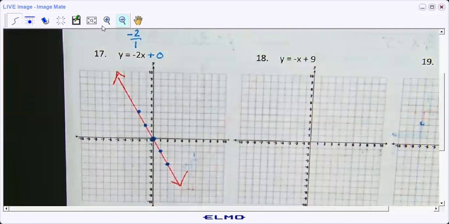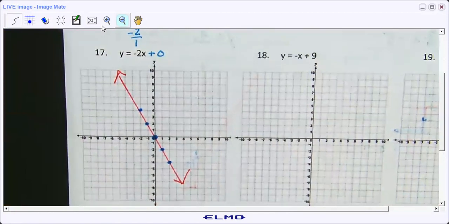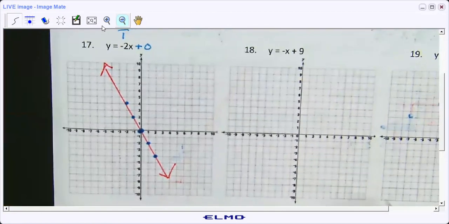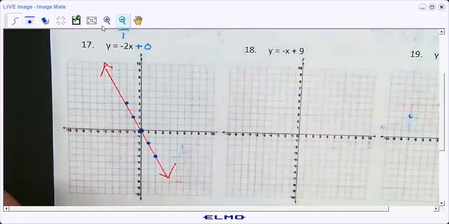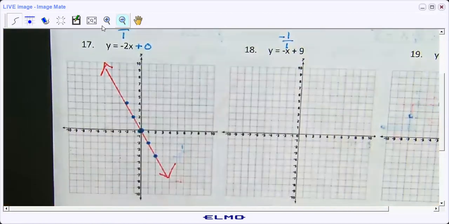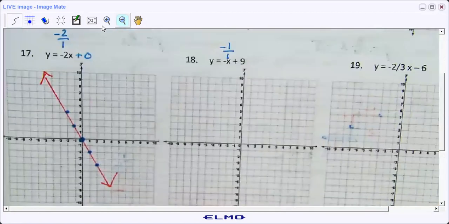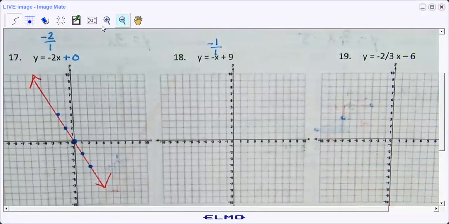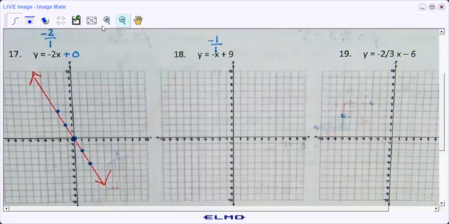Okay, let's look at number 18. I want you to try 18 on your own. I think you can try this. Just make sure that you're doing a negative slope, and that negative slope is a -1 over 1. So you're going to rise 1, run 1. So go ahead and try 18 and 19 on your own, and pause the video, and then you can come back and check your answer, okay?